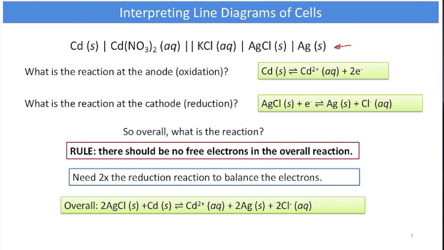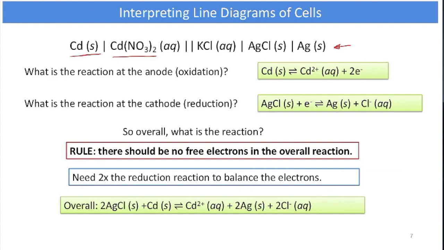So if the anode is oxidation, we know that we have cadmium solid and cadmium nitrate. So we have cadmium solid going to cadmium 2 plus, and if we just stopped there, we would have a problem because our charges wouldn't be balanced. We'd have cadmium solid, we'd have cadmium 2 plus. So in order to balance the charges, we have to make sure to add the appropriate number of electrons. In this case, we would add 2 electrons. Okay, so that's the oxidation reaction, cadmium solid in equilibrium with cadmium 2 plus and 2 electrons.